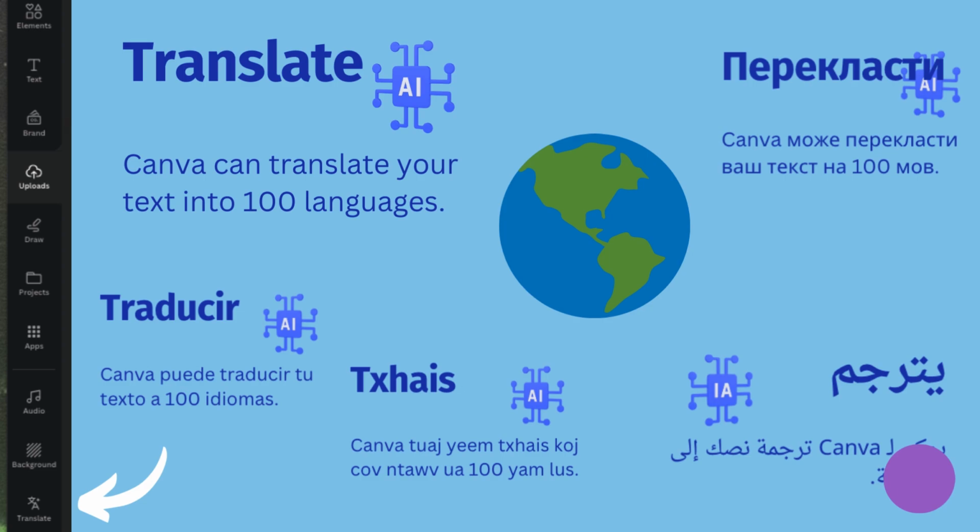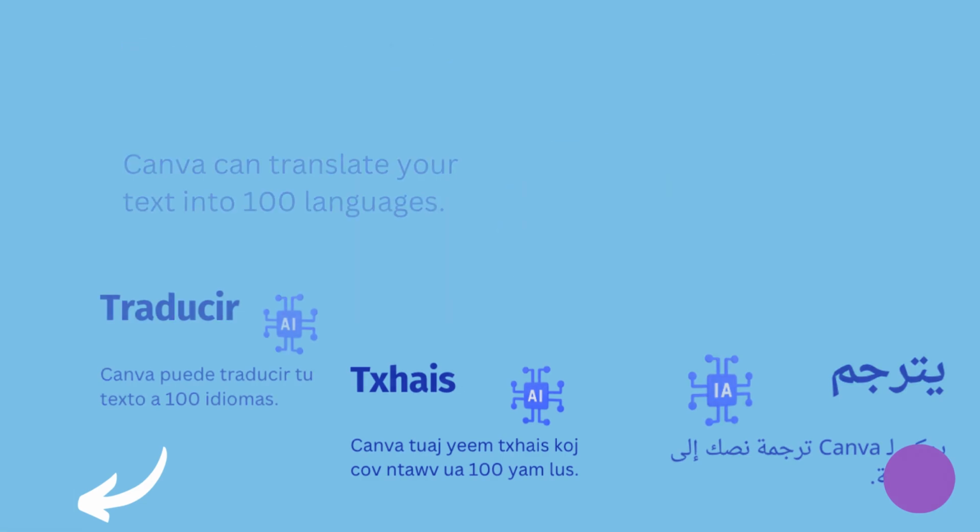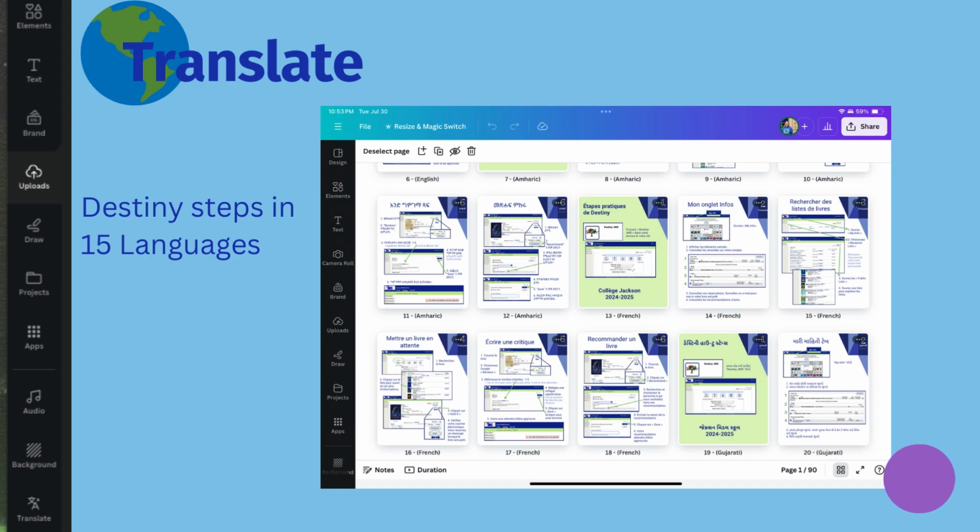Canva also has the ability to translate into 100 languages. This is a game changer for reaching all of our students. I found that Canva had 15 of the top 16 languages of students in my building. I took 6 pages of my Destiny directions and translated into each of the 14 languages other than English. That way, the library was more accessible for all students.